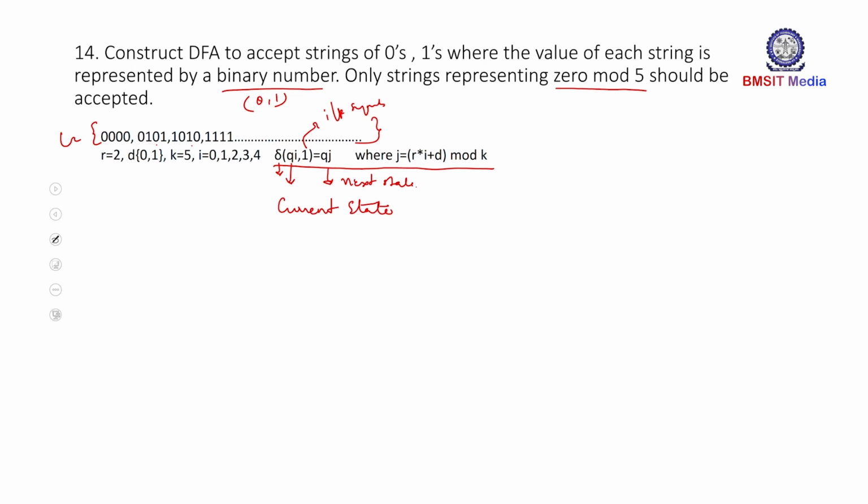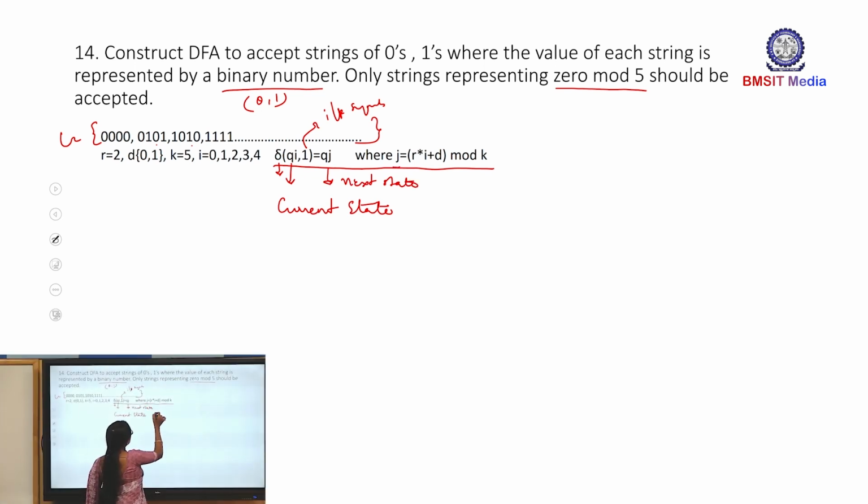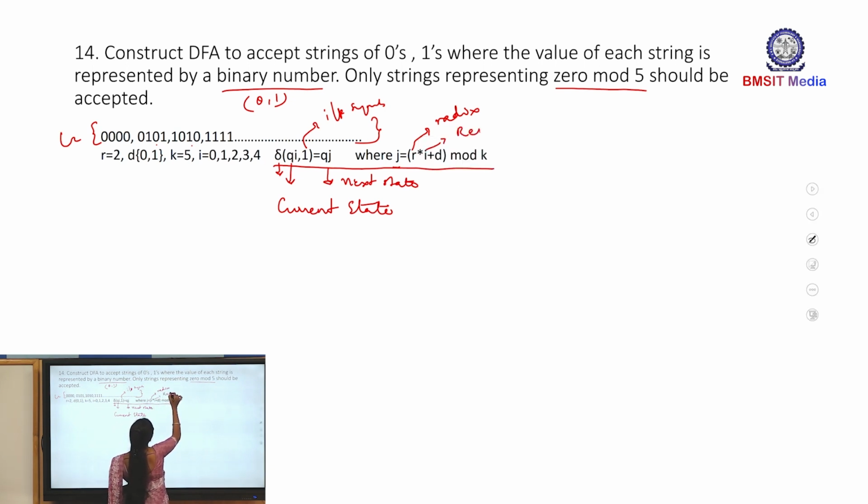Now to compute the next state, we have a formula. The formula is given as j = (r * i + d) mod k. Here r indicates the radix. In case of binary, the radix is equal to 2. In case of decimal, the radix is equal to 10. Then i determines the possible remainders. And d determines the digits or symbols that we are going to use. And k is the divisor.